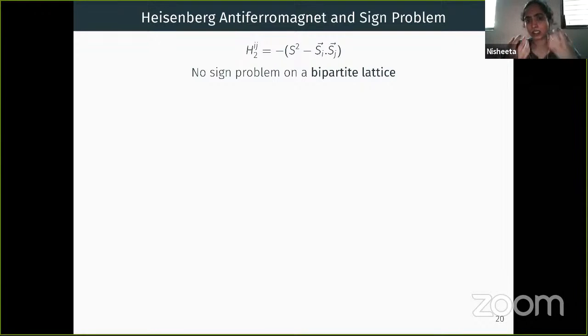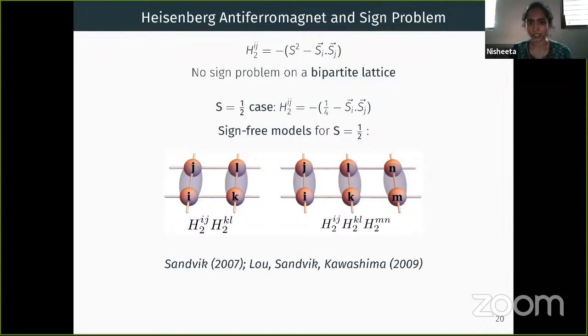And this model does not have a sign problem on a bipartite lattice because on one bipartition of the lattice, you can make this unitary transformation, and that's what makes the model sign problem free. So in the spin half case, all the sign free models that have been constructed for spin half have been from products of H2IJ on one bond, on two bonds or more than two bonds. Since H2IJ is sign problem free, its products are also sign problem free.